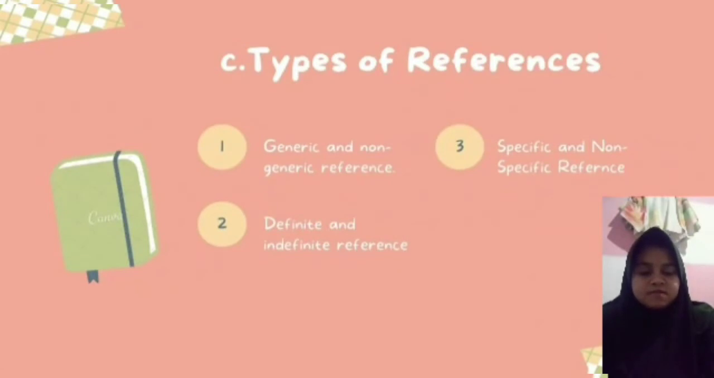Next is the types of reference. The discussion of reference has become a central concern in semantics, and the classification of different types of the ways of referring is relatively uncontroversial and remains undisputed among semanticists. Lyons, 1977, and friends agree on the following classification of referent types. The first one is generic and non-generic reference. The second one is definite and indefinite reference. And the last one is specific and non-specific reference.